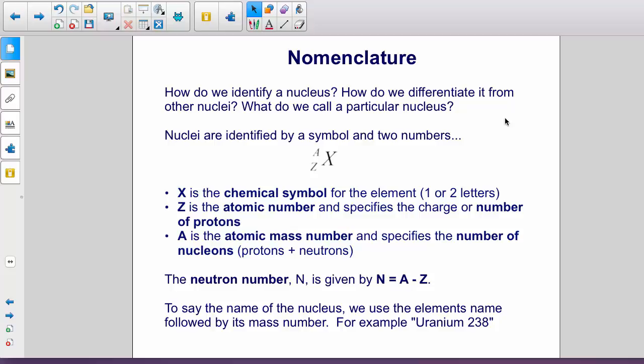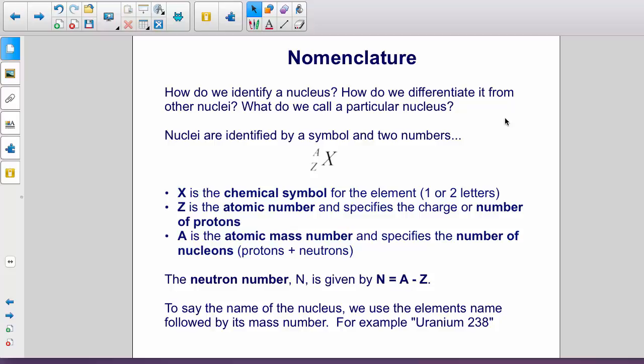Here, X is the chemical symbol for the element. It has 1 or 2 letters. Z is the atomic number, and it specifies the charge, or the number of protons. A is the atomic mass number, and it specifies the number of nucleons, that is, the total number of protons and neutrons.